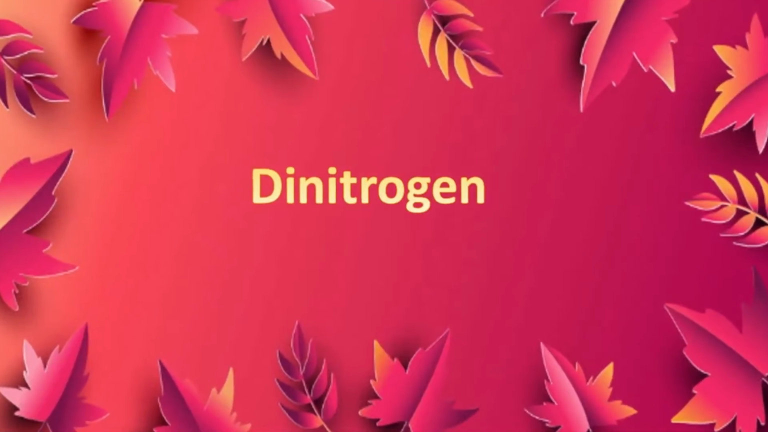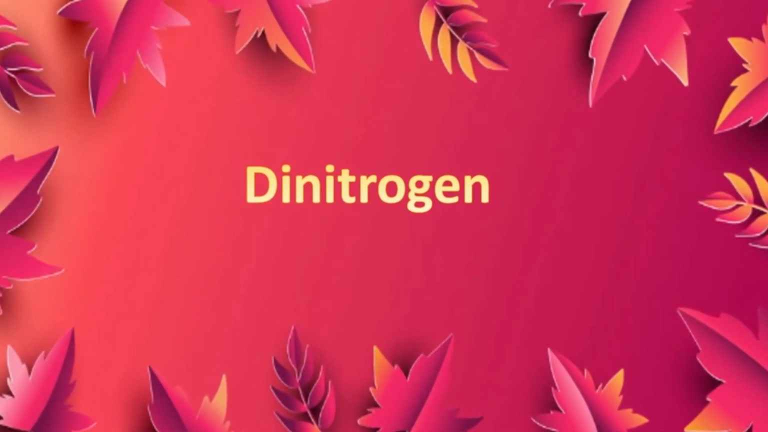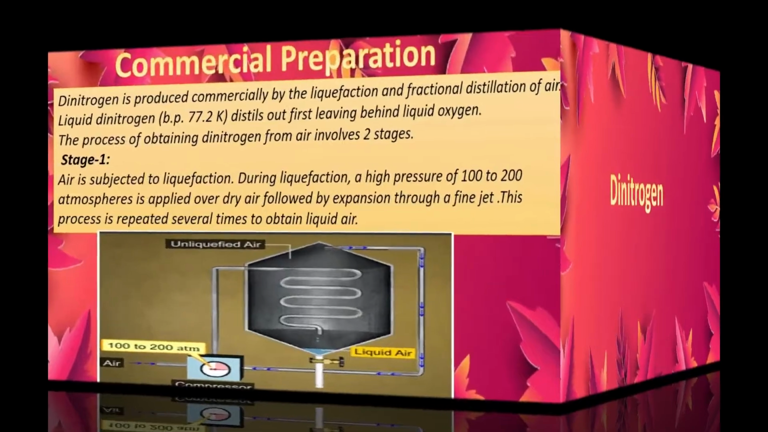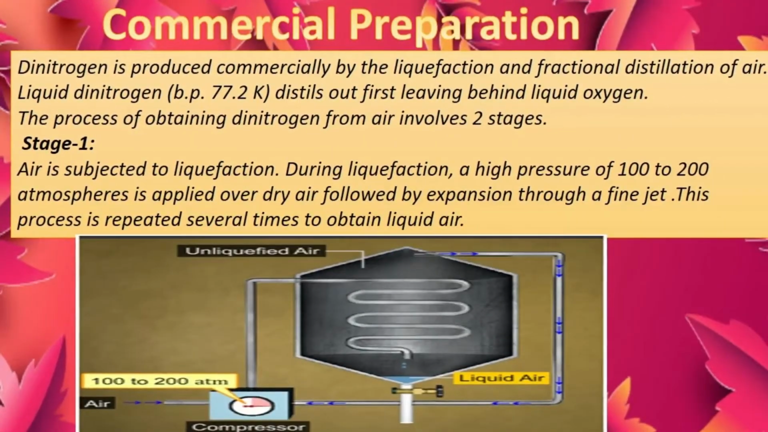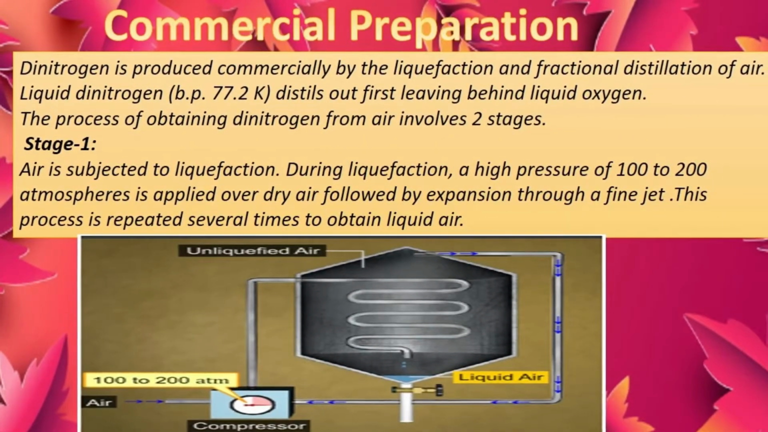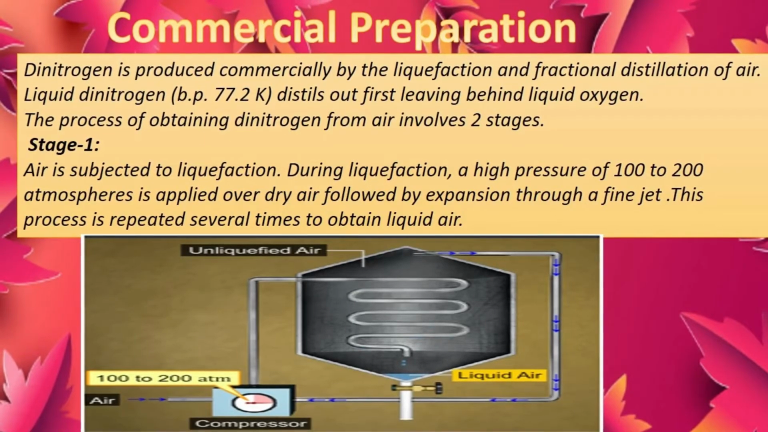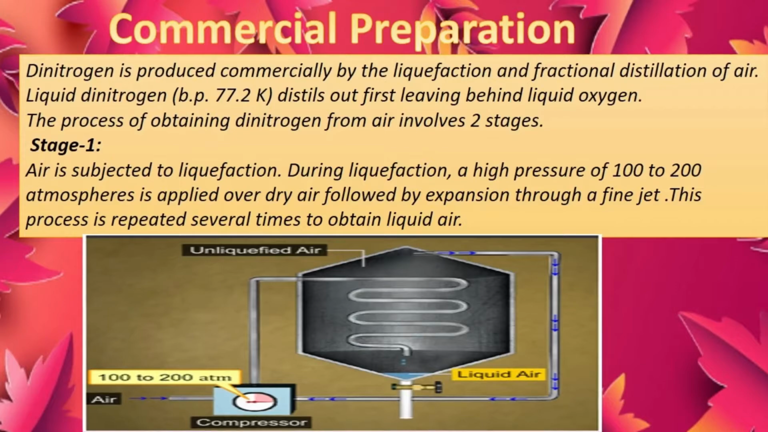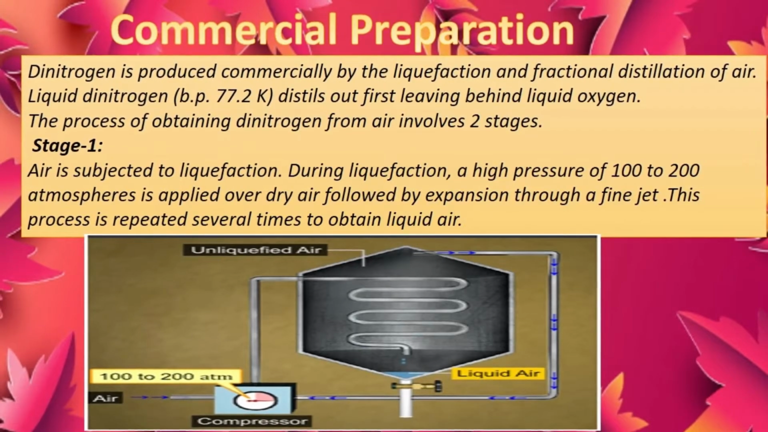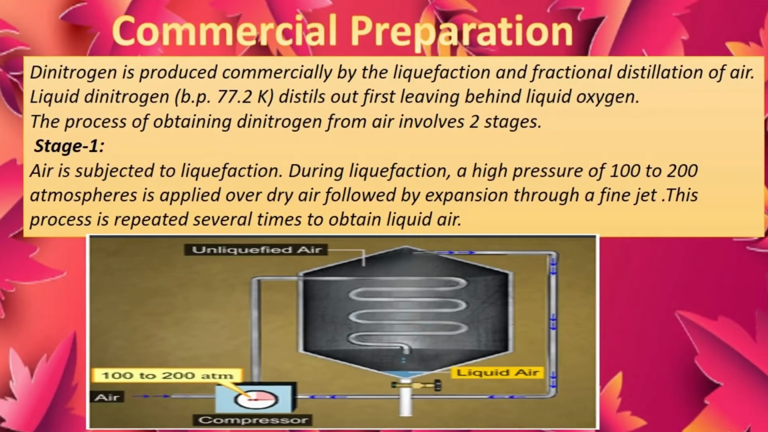Now we are going to discuss dinitrogen. Let us start our discussion with the commercial preparation of dinitrogen. It is produced commercially by the liquefaction and fractional distillation of air. The process of obtaining dinitrogen from air involves two stages.